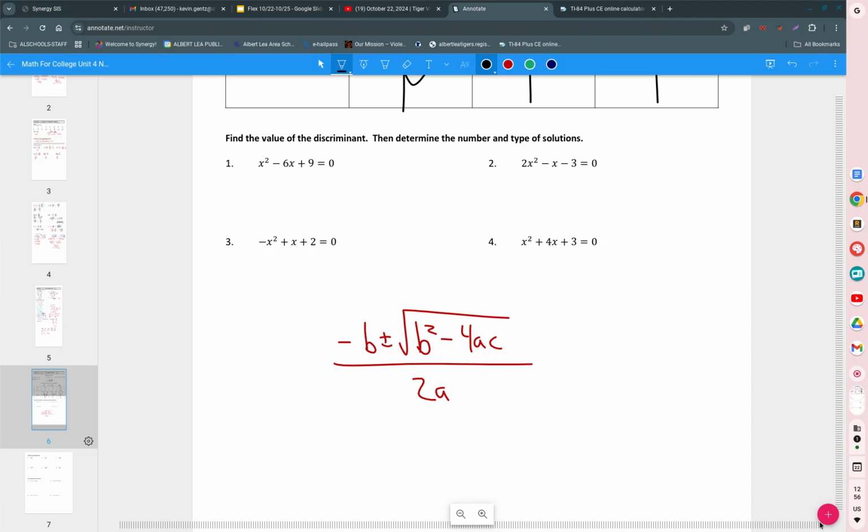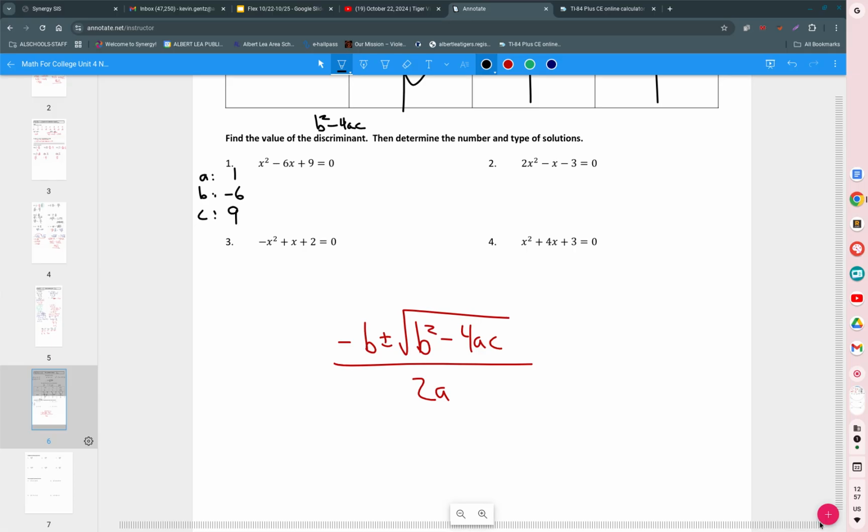When it says to find the value of the discriminant, it is just b squared minus 4ac. That's all that is. So as you look at this problem, we have values of a, b, and c. A is the value in front of x squared, which is 1. B is the value in front of x, which is negative 6. And c is the number on the end, which is 9. Okay? Notice that it is set equal to 0. In determining a, b, and c, you have to have it set equal to 0.